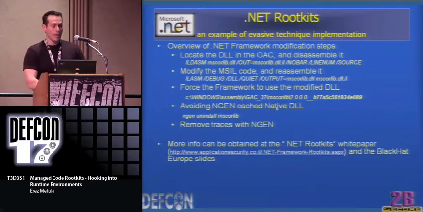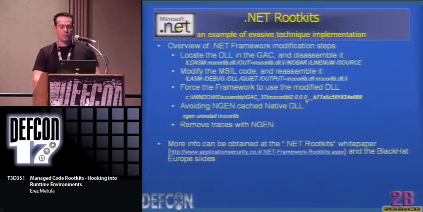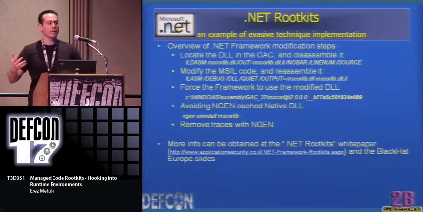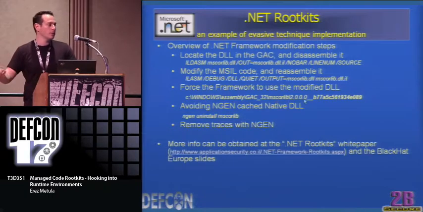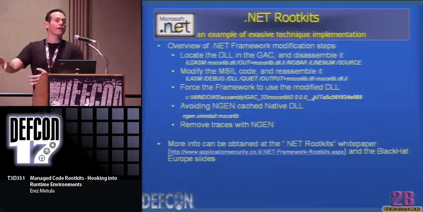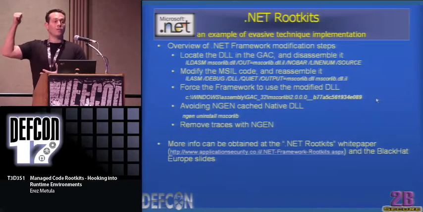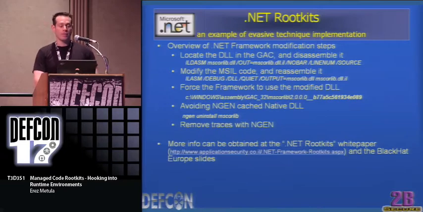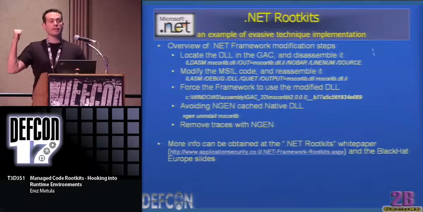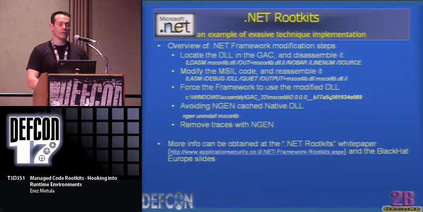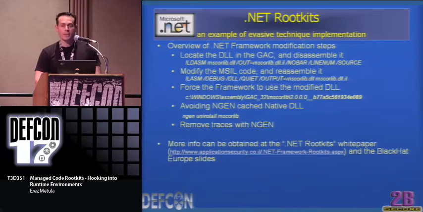And the last thing that you want to do is to avoid NGen. NGen produces pre-compiled code, so you would like to throw away the cached version of the old code, right? So you just disable the old code caching using NGen uninstall on the previous DLL. Basically, from here on, you can remove traces with NGen. Go read the white paper, which contains information about this kind of stuff.